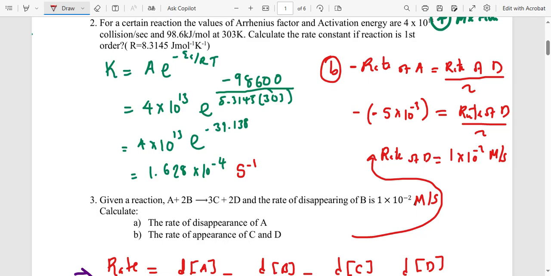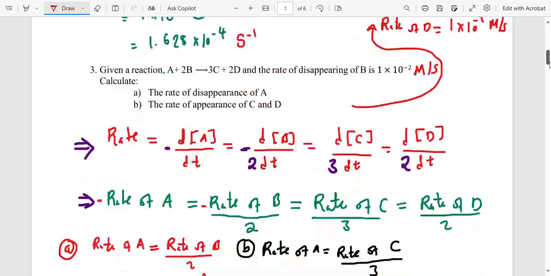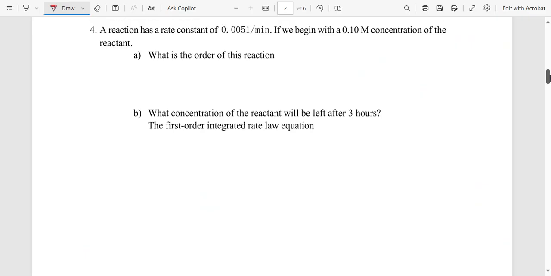Have I lost anyone at any point? Is there anyone that's behind? Okay, so we can do now the next one, question 4. A reaction has a rate constant 0.051 per minute. Yes, please, there's a question. Maureen, you can open your mic, please.